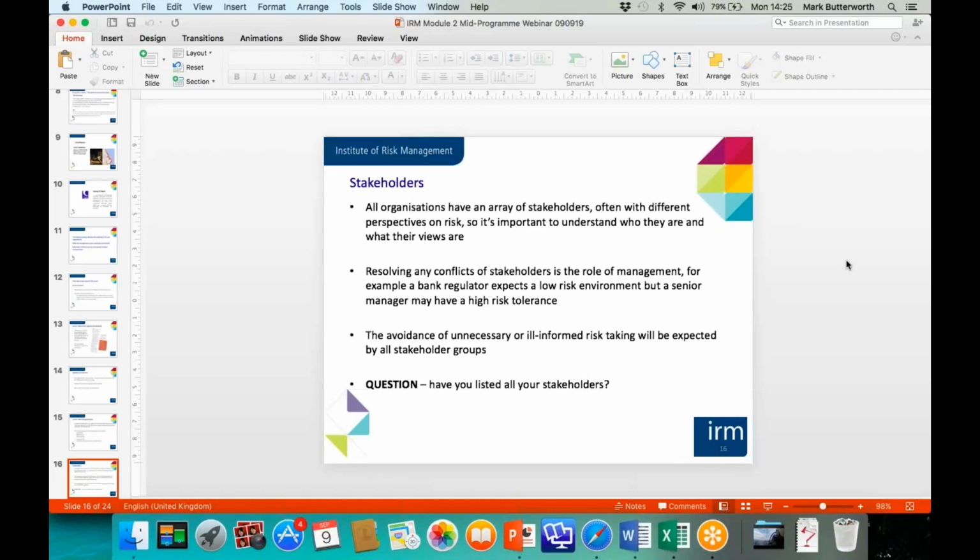Most senior managers are happy to take well-informed risks, and to avoid unnecessary or ill-informed or under-informed risk-taking, if you will. And that's that approach of having a good awareness of the risks and making executive decisions. It will be expected by all types of stakeholders.